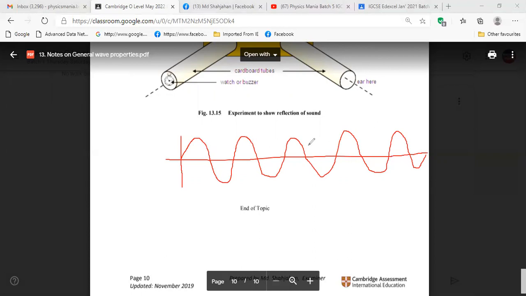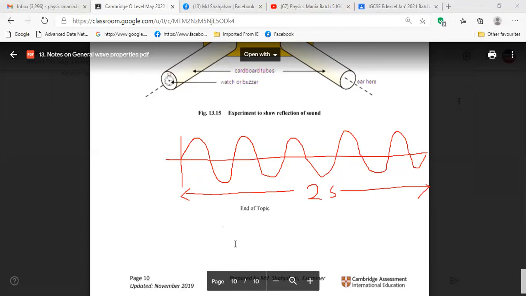1, 2, 3, 4, 5. How many complete waves are there? Five. And you label here 2 seconds. For these complete 5 waves, we need 2 seconds. So you label the time also. Then you find the frequency.